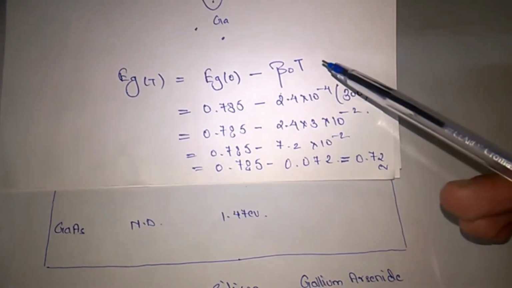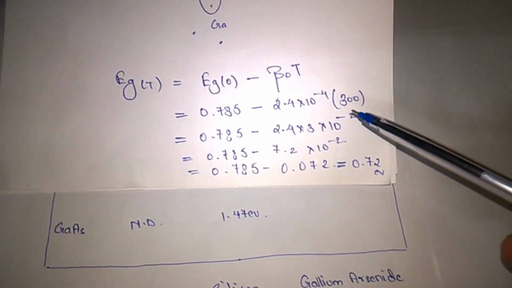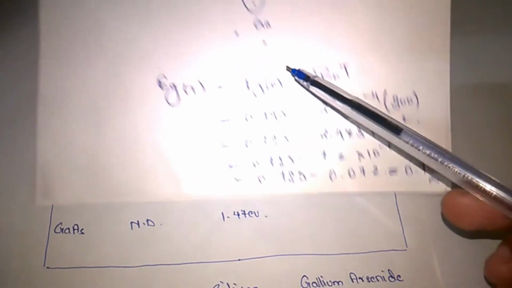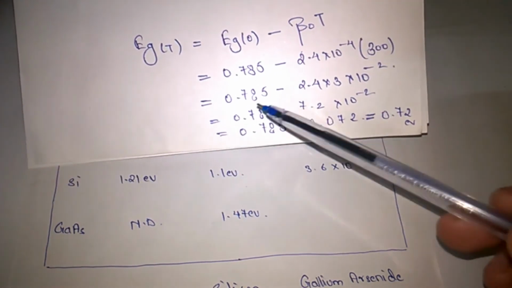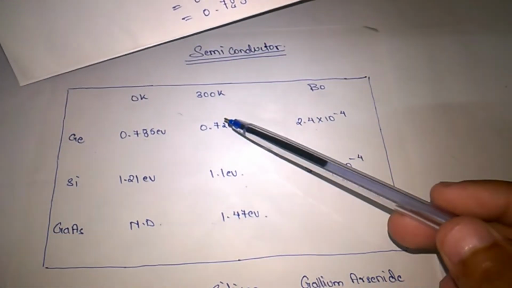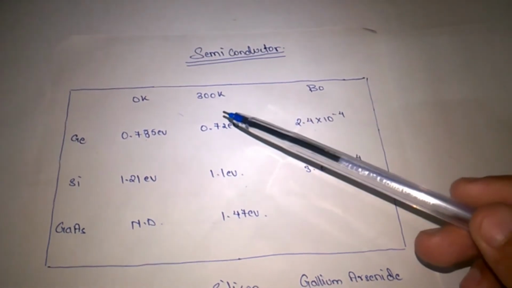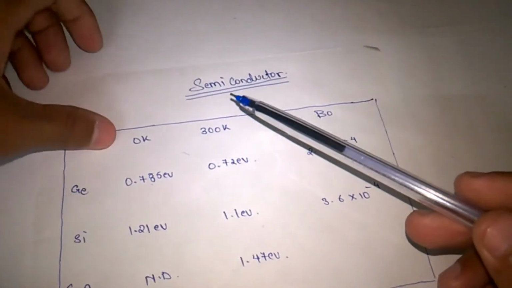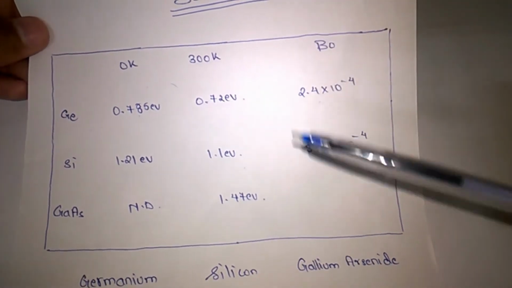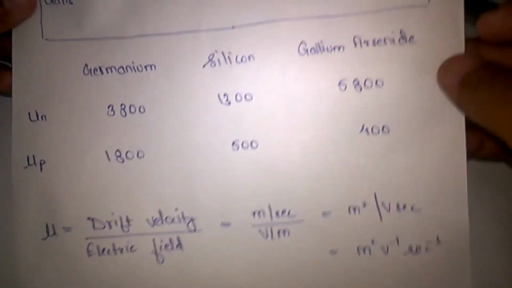So I have found the expression for 300 Kelvin temperature. I have substituted the value of T as 300 Kelvin, and the beta naught value from here. By solving this expression, you will get the value of 0.72 electron volt, which is the value of energy gap at 300 Kelvin temperature. So by this table, you can easily find the value of energy gap at any temperature. You should note down this table, and next we are considering another table.